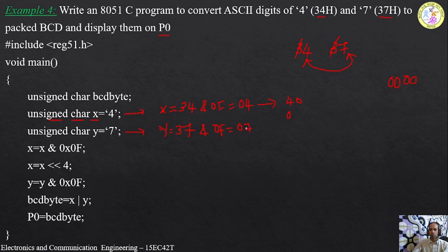Do the OR operation with y. What is y? y is 0 7. Do the OR operation between these two. 0 OR with any number is the same number. Again 0 OR with any number is the same number. And this is stored in BCD byte, and that will be displayed on port 0. Take that BCD byte, which is nothing but 47. 47 is sent to port 0. So we have converted the ASCII values of 4 and 7 into their equivalent unpacked BCD, and then we have packed them and sent them to port 0.